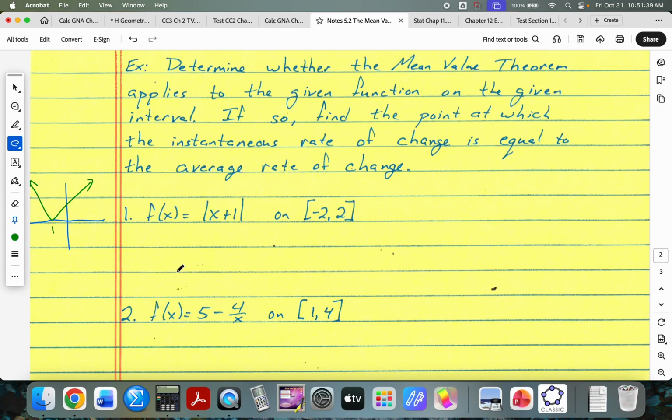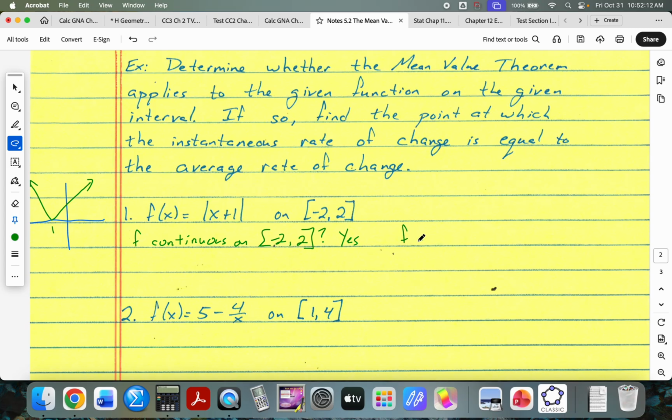So we have to check both things. Is f continuous on the closed interval from -2 to 2? Is it? Yes.